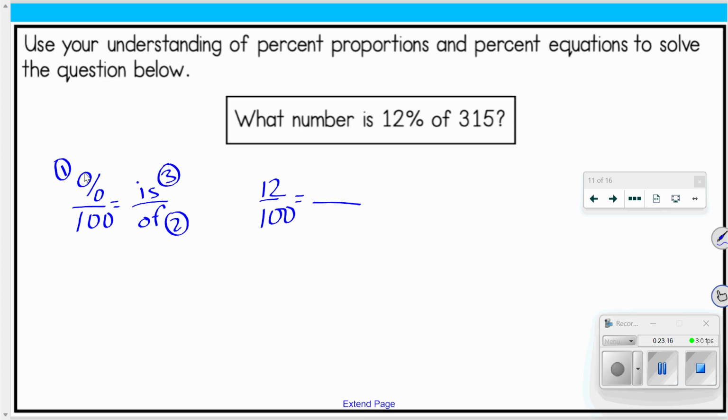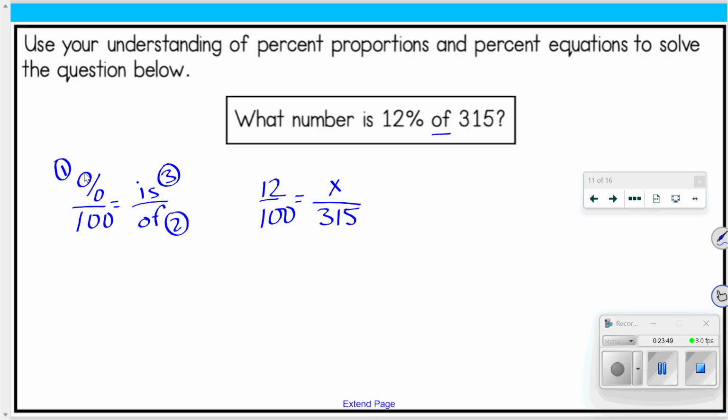Then I want to find the word of. Of will always be my second thing, because of is very consistent. This says of, what's right after of? 315. So what goes on the bottom? 315. Okay? Now, my is, the last piece, I've already got 2 numbers, so guess what goes in the last spot? The x, my variable. It's what I don't know. That's what I am solving for.